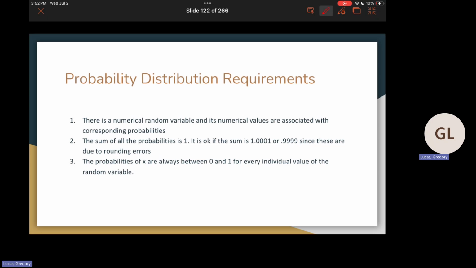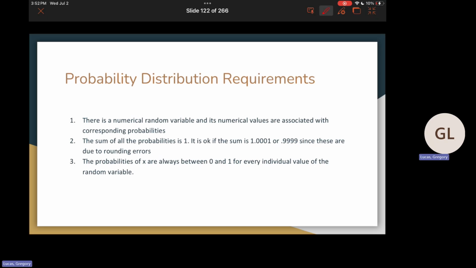So let's look into more probability distribution requirements before we look too specifically at an example. One, there's a numerical random variable, and its numerical values are associated with the corresponding probabilities. Two, the sum of the probabilities has to be 1.